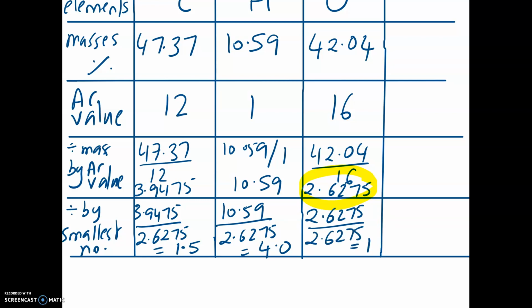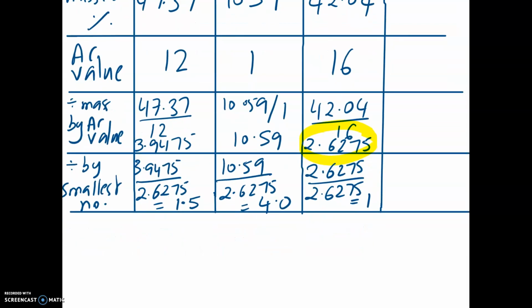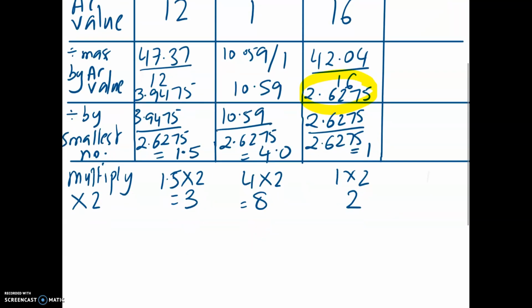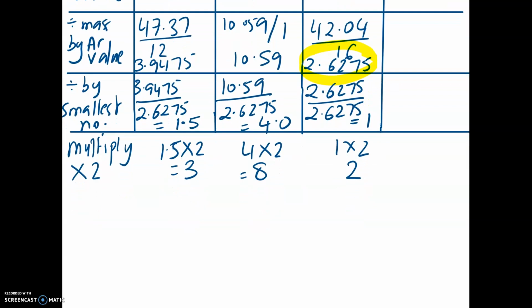Now, because I have a decimal point, I need to round these numbers up. So what I'm going to do is multiply all of them by 2. So if I do 1.5 times 2, I get 3. 4 times 2 is 8. And 1 times 2 is 2. So to get my empirical formula, I'll end up with C3H8O2.